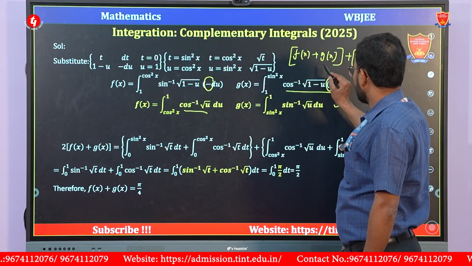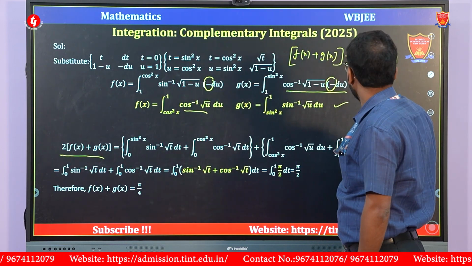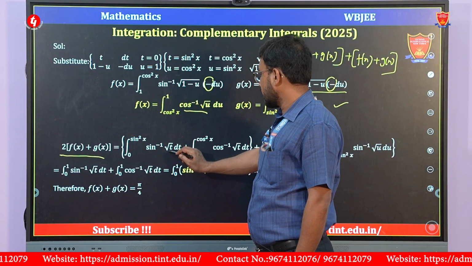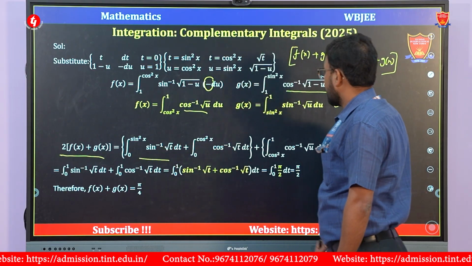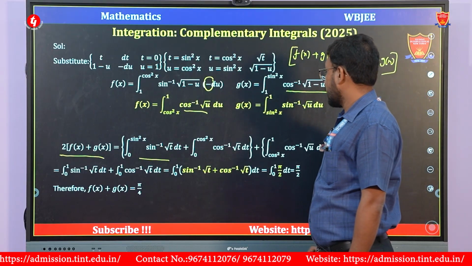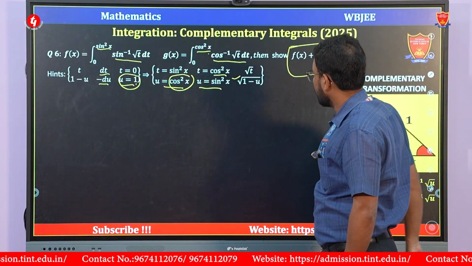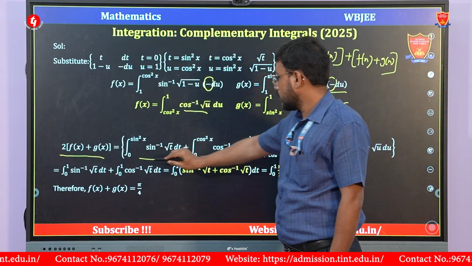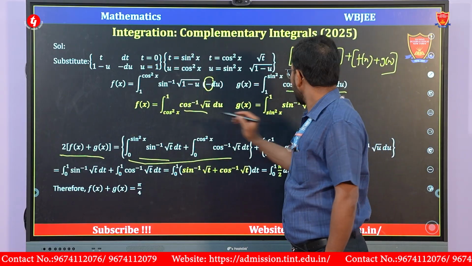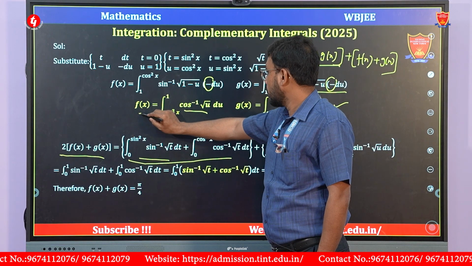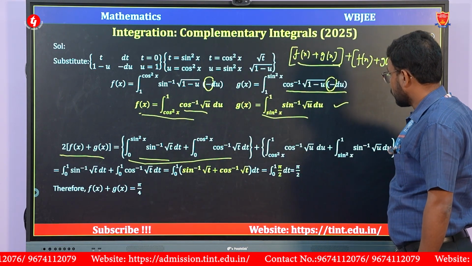Again new functions, these two, f of x plus g of x, fine. If you add these two, so that is why 2 times f of x plus g of x. Now, as per your given problem, first one is 0 to sin square x of sin inverse root t dt plus g of x as per your given problem, 0 to cos square x of cos inverse root t dt. Okay. So, these are your given two functions, and second, f of x and g of x after complementary transformation, you get these two. So, just write down these two.